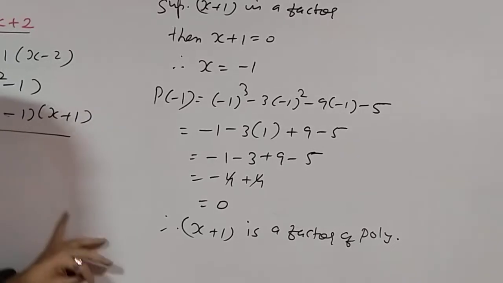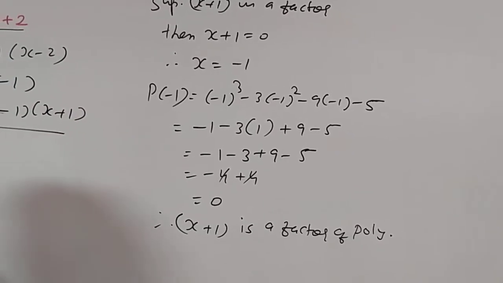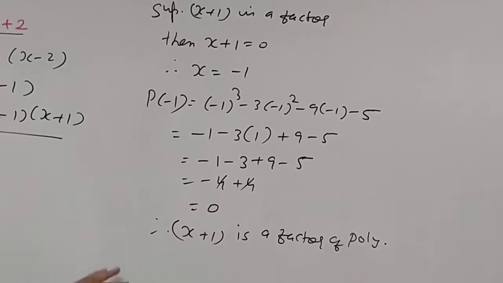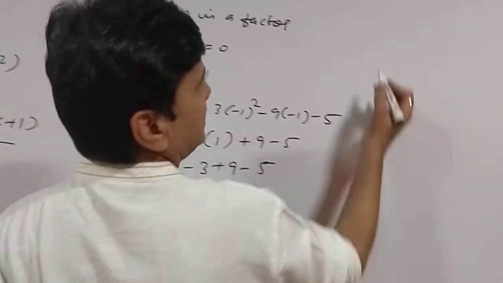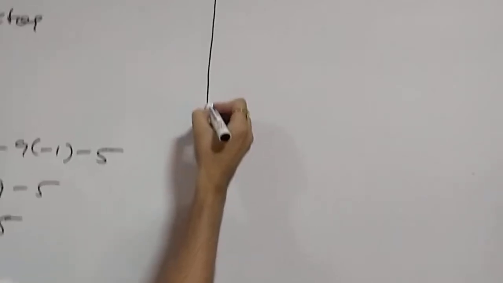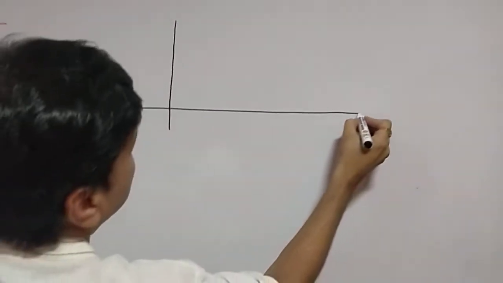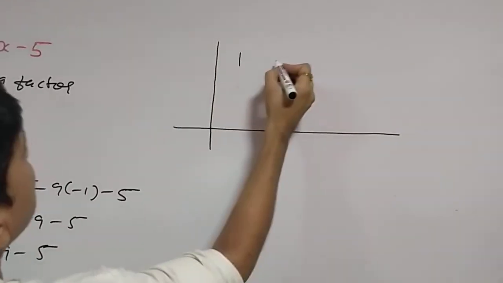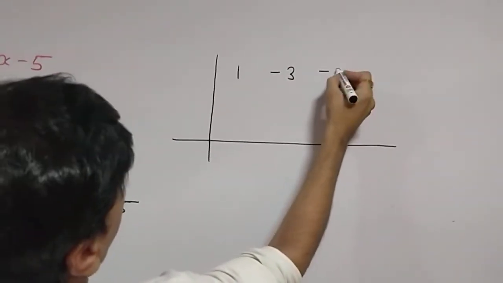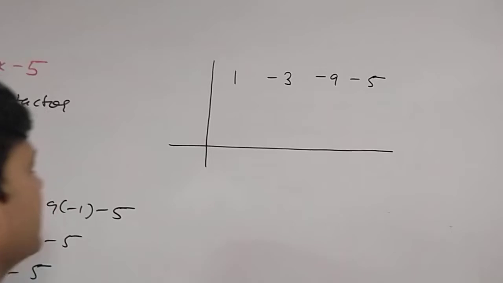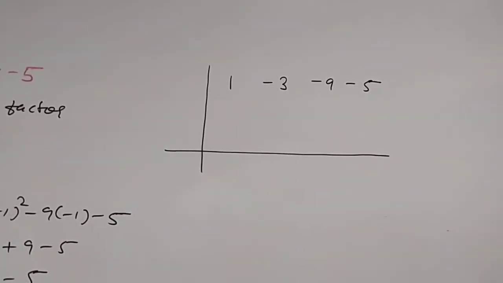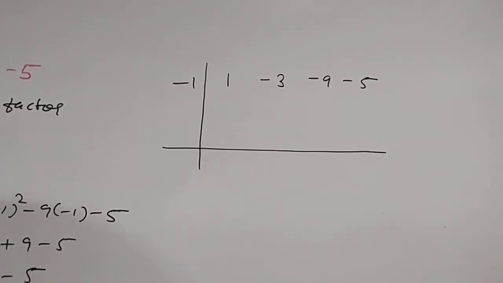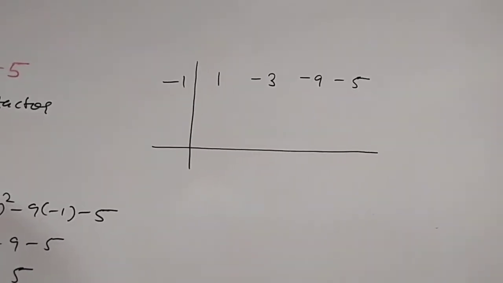X plus 1 is a factor of the polynomial. Then you have to find the factorization. So see, one different method, synthetic division. What is synthetic division? See here. First write the coefficients 1, minus 3, minus 9, minus 5. It is divided by x plus 1. Therefore x is equal to what? Minus 1. The value of x is minus 1.